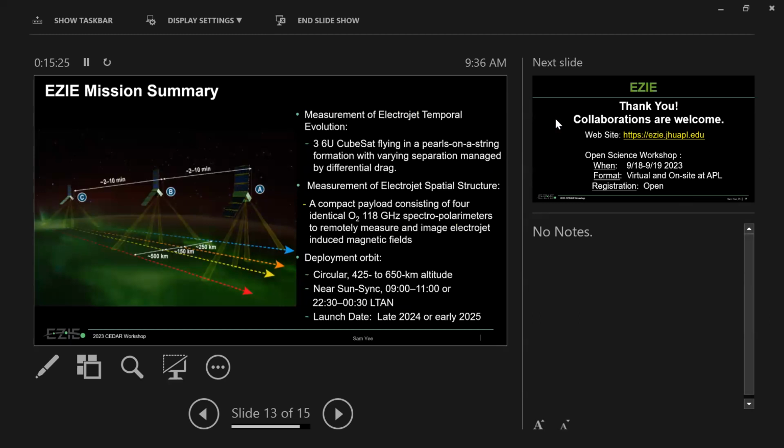I don't want to go back to the measurement summary again, but I do want to say a few words about the launch date we are expecting. We are working with the launch vehicle folks. We're expecting to launch in 2024, late 2024, early 2025. And the data, we are working very hard. After the 2-month checkout, we are going to release the data to the community to use.